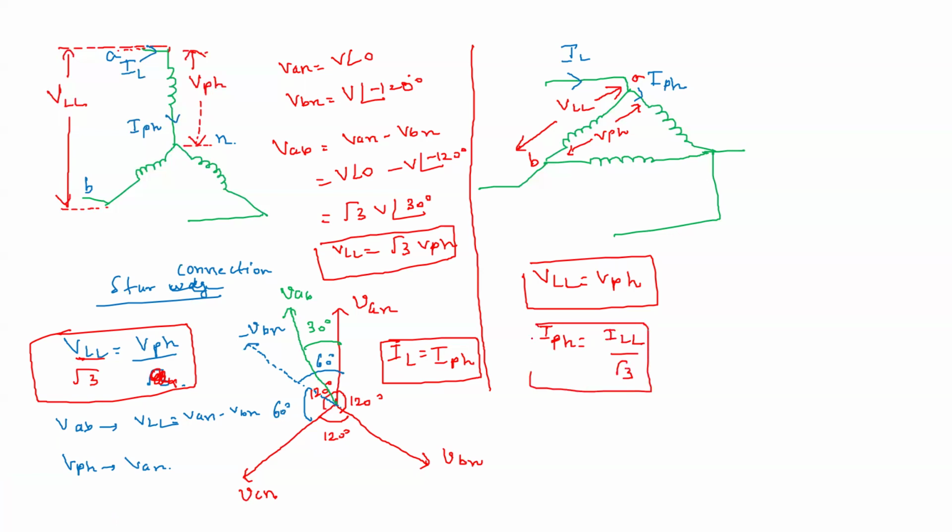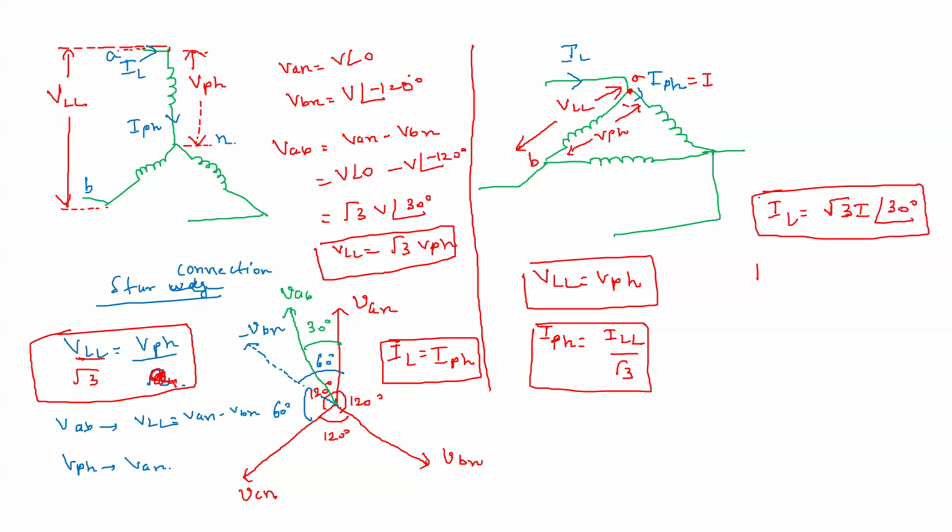Here also you can do the same phasor calculation. If suppose in this winding the current is IA, in this winding IB, in this winding IC, you can apply the KCL here, and if you do it properly, you will get that this I line is root 3 I angle 30 degrees. So this is also leading by 30 degrees.